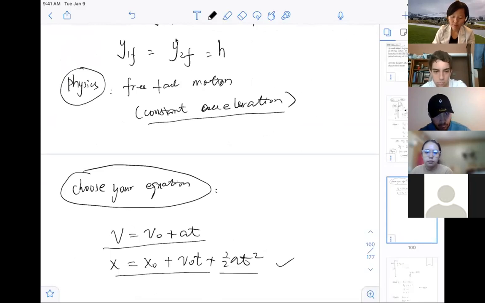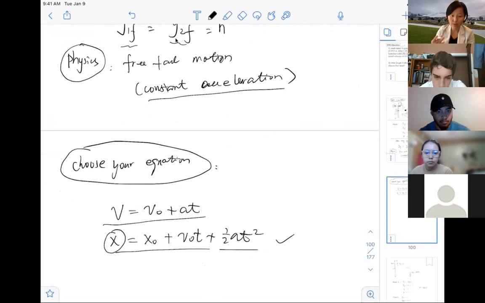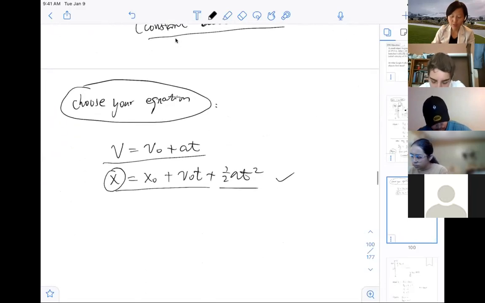Because I was given information about they occupy the same position. So I certainly should use this equation because it contains information about the position, right? So that's how I choose an equation. It's not simply randomly plugging into any equations, but I pick them out with a purpose. So I'm going to use this equation. I can use it for object 1 and I use it for object 2.